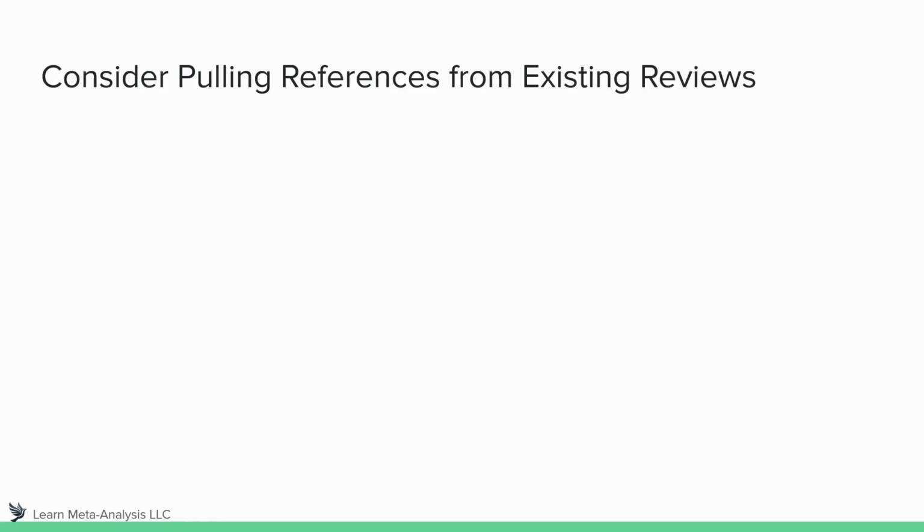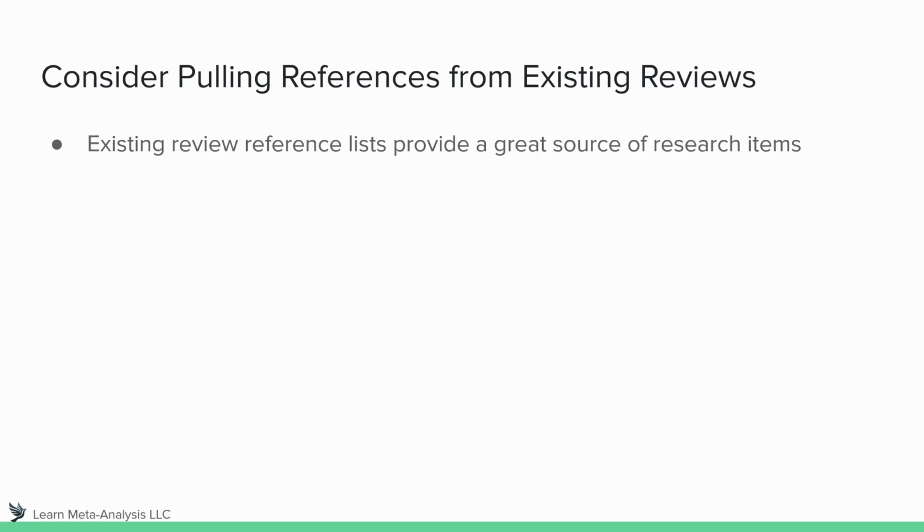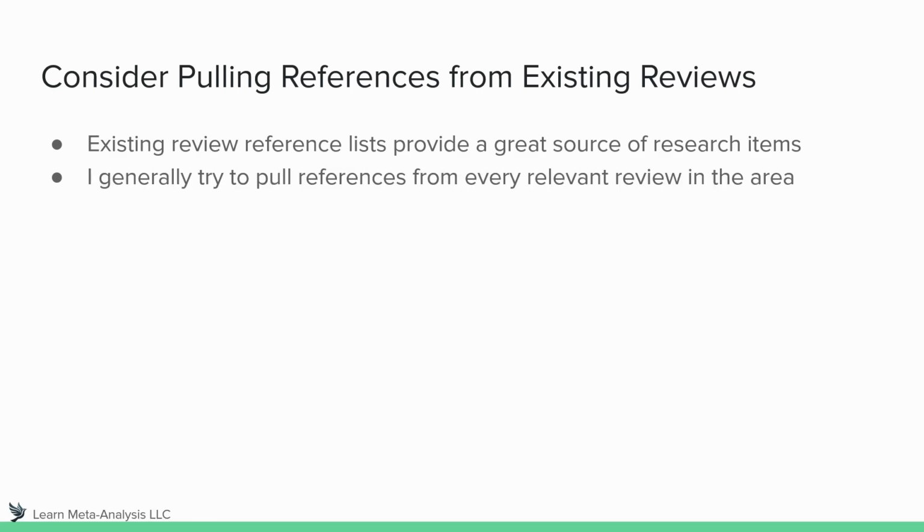Okay, so next, another reason we want to look at these previous reviews is to actually look at the references that they had and the studies that they had included. So the existing review reference lists provide a great source of research items. I generally pull references from every review in the area. So what I mean is this. Let's say I'm doing a systematic review or a meta-analysis on virtual characters and learning. I would then go find every study that I can that is a systematic review or a meta-analysis of virtual characters on learning, and I would make sure that I have all of the references that they list in my database.